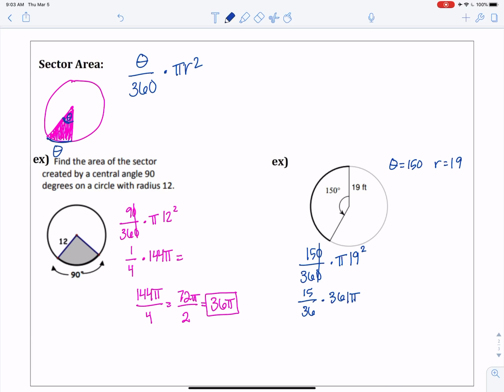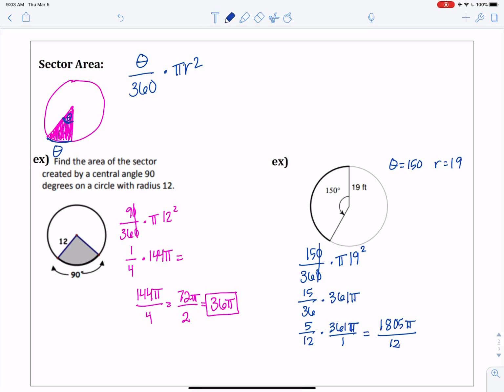So I'm going to simplify 15 and 36 by 3. So I get 5 over 12, times 361 pi. And then I'm going to take my 361 pi and put it over 1 and multiply these fractions straight across. So 361 times 5 is 1,805. And 12 is on the bottom.